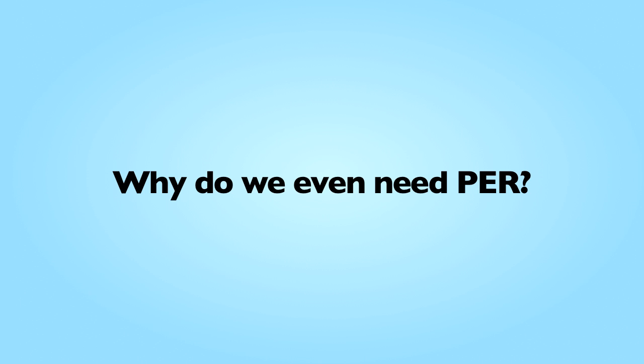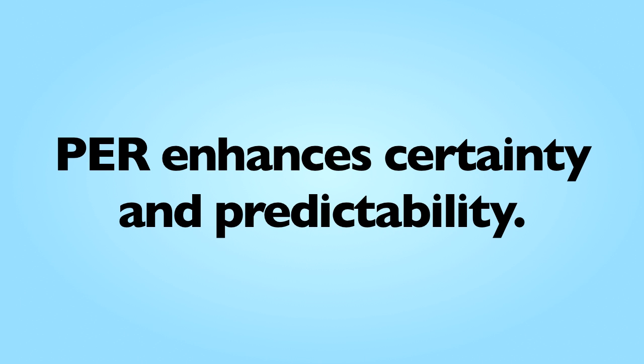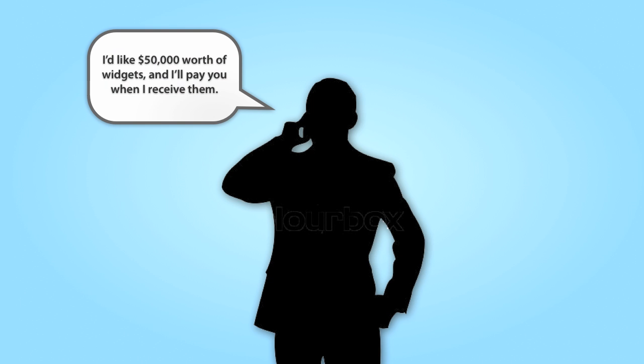So, what is the purpose behind the PER? What function does it serve? The PER is meant to enhance the certainty and predictability of agreements that have been put into a writing. Certainty and predictability are important core values of contract law, because one of the core purposes of contracting is to manage future risk.